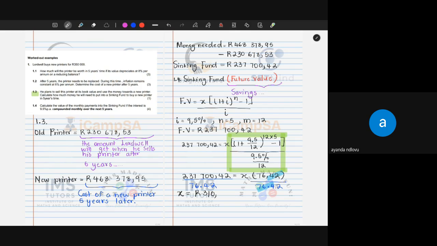Please give me the decimal. What is the answer, guys? Are you saying 310 or 3,110? It's 3,110.45. So this is 3,110.